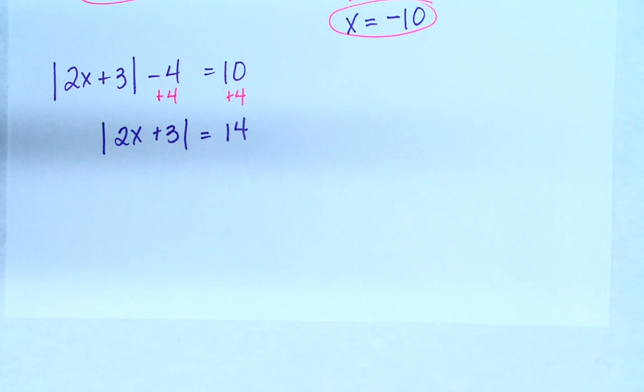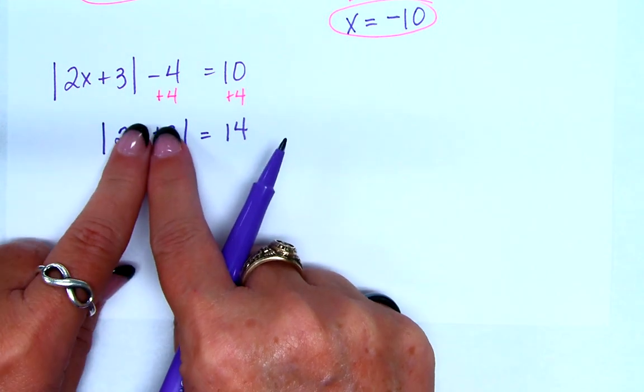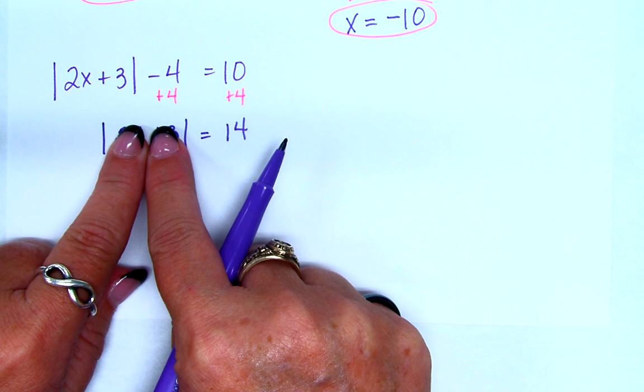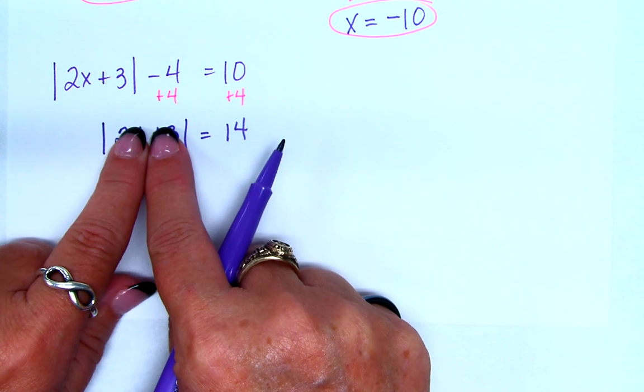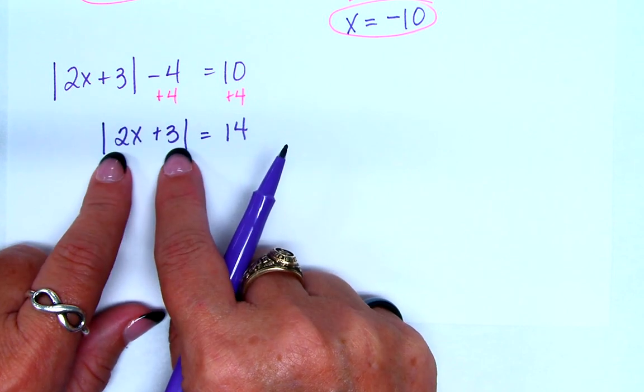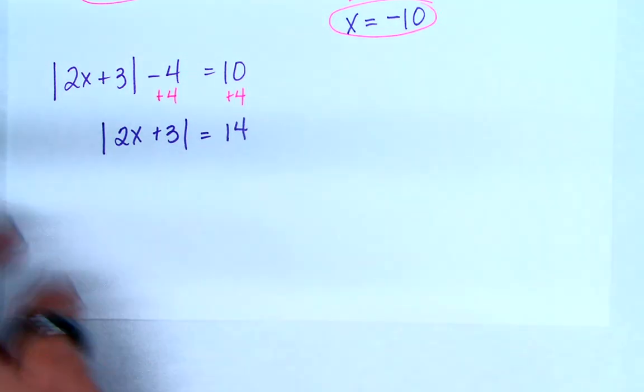Now is the absolute value isolated? Guys, remember, I know there's stuff inside the absolute value. It's not time to mess with that yet. I just have to isolate the absolute value first. Once that's done, what do I do? Two equations, right? Two equations.